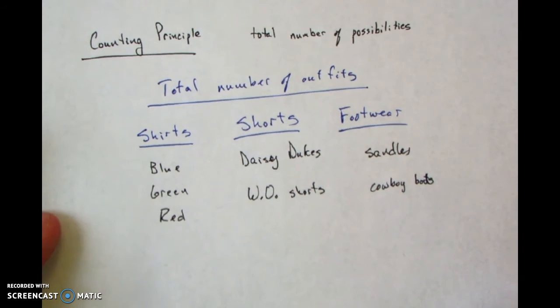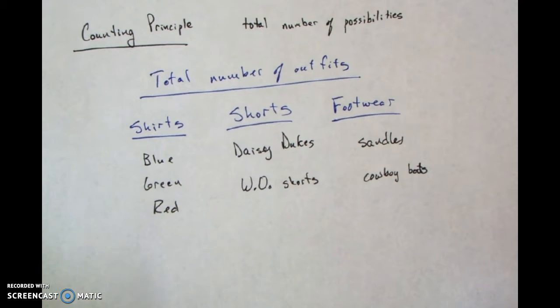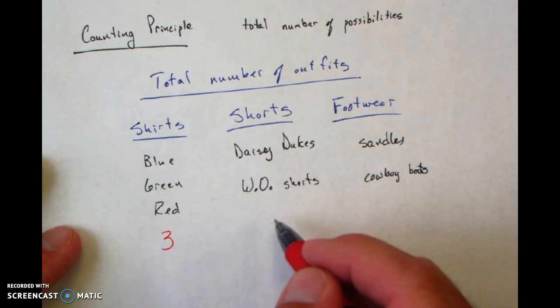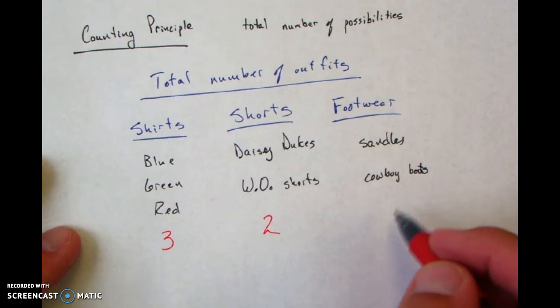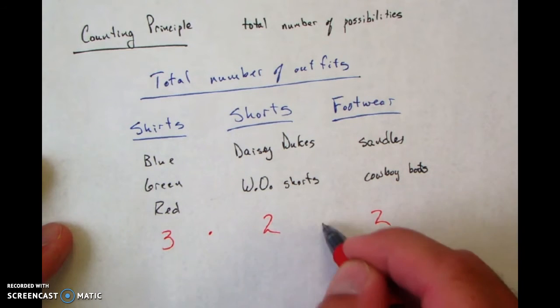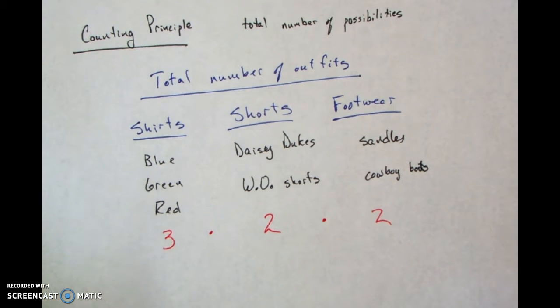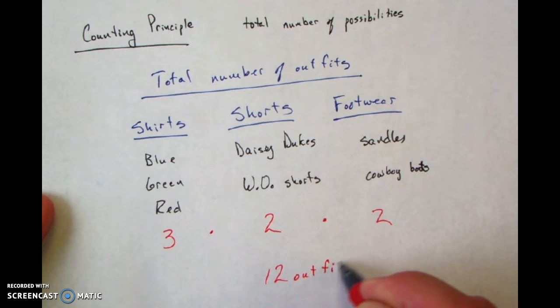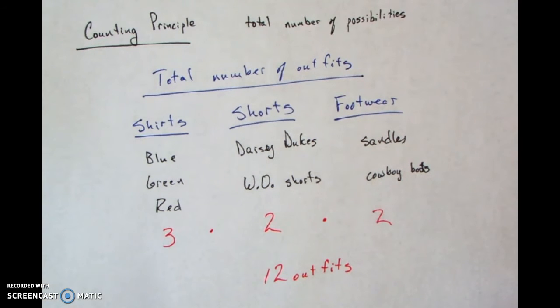All right, so as far as the counting principle goes, for our total number of possibilities, our total number of outfits, we have 3 shirts, 2 shorts, and 2 as far as the footwear goes. And so for our total number of outfits, I take 3 times 2 times 2, and we would have a possibility of 12 outfits. So if I'm gone for a week, then I'm set.